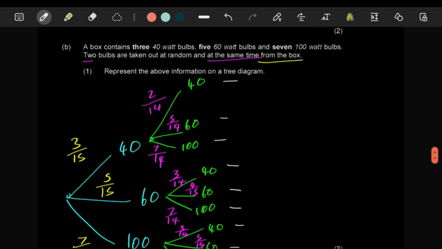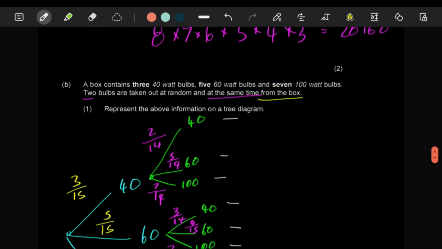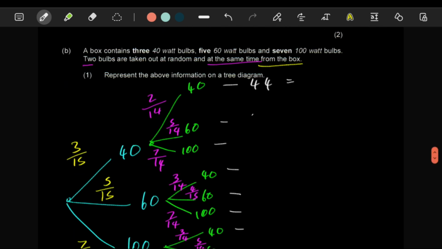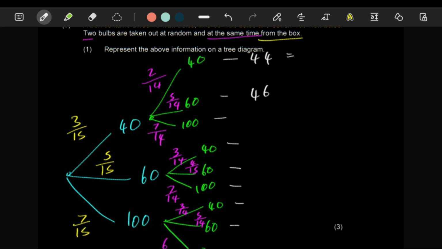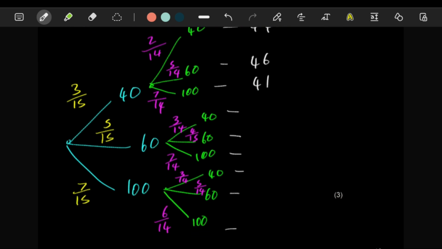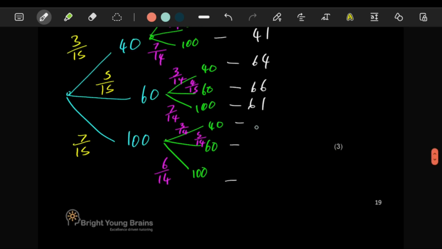So this is 40 and 40. So let's just put here 4, 4. And then let's just put here 4, 6, 40 and 60. Let's just put here 4, 1. Let's just put here 6, 4. And then 6, 6. 6 and 1 for 6 and 100. And then here 1 and 4 for 140.